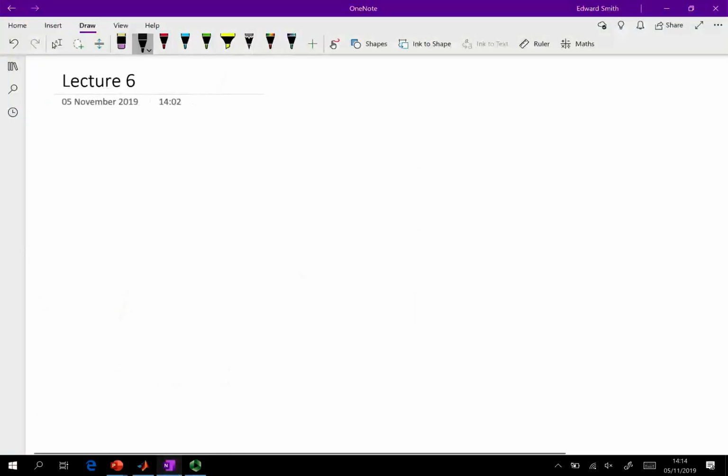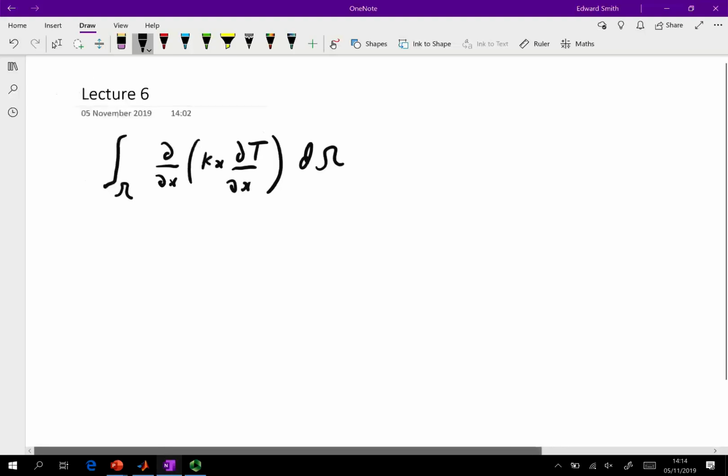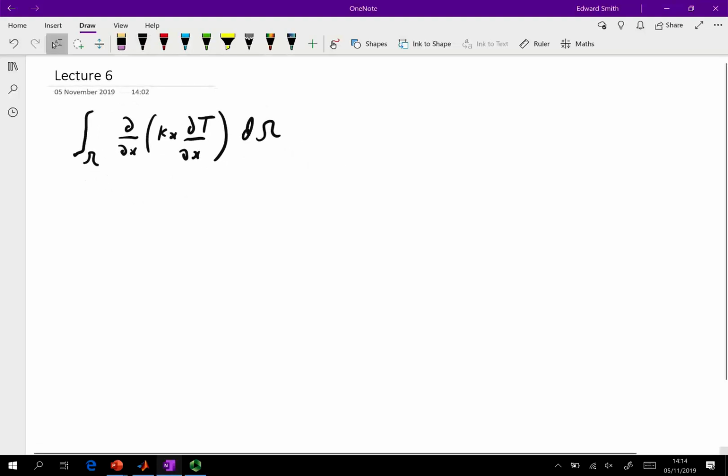Okay, so we're essentially going to look at solving the integral of d by dx of kx dT/dx, multiplied by d omega. So if you remember, the form we did before was just d2T by dx squared, and we integrated this with some weighting function d omega. So we're going to do exactly the same process here with this kx, which is just the coefficient. Now you've been told that you can assume this is constant inside a finite element.